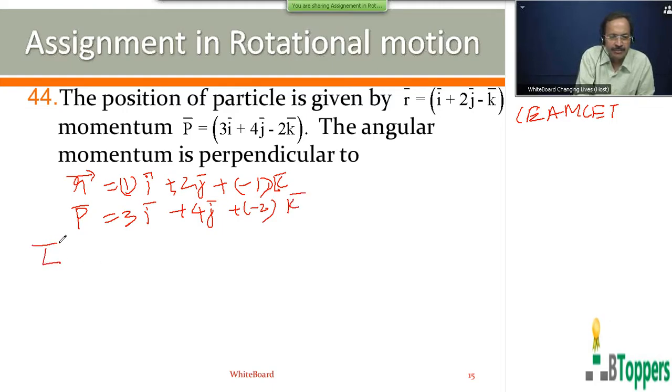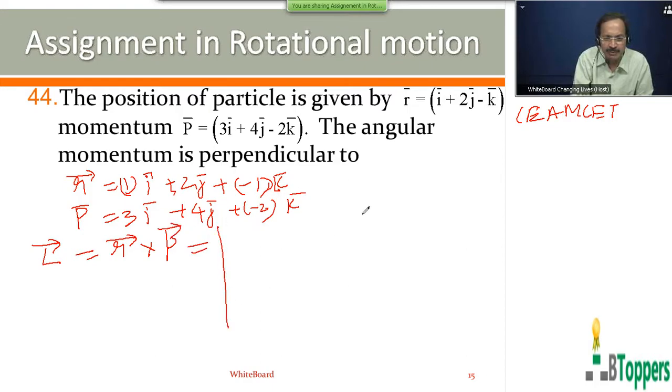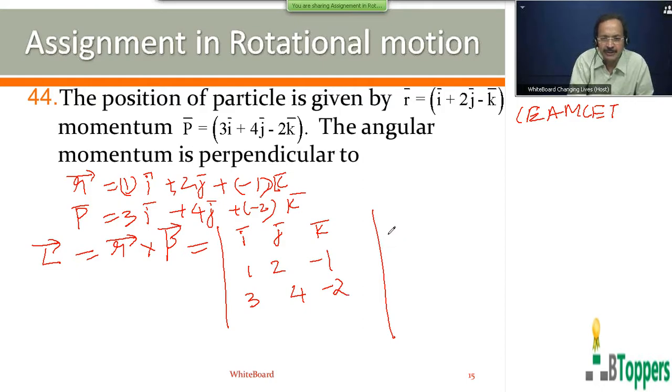So angular momentum vector L bar of the particle with respect to origin O is given by R bar cross P bar. You can follow the determinant method to expand this. First row you can write I bar, J bar, K bar. Second row you can write 1, 2, minus 1. Third row you can write 3, 4, minus 2. So the expansion of this determinant is explained in the vectors chapter, the cross product multiplication of vectors.